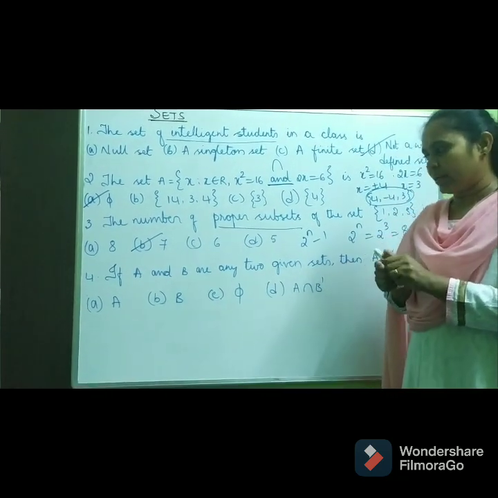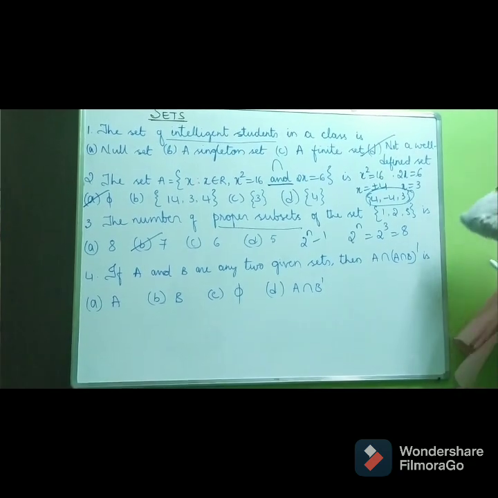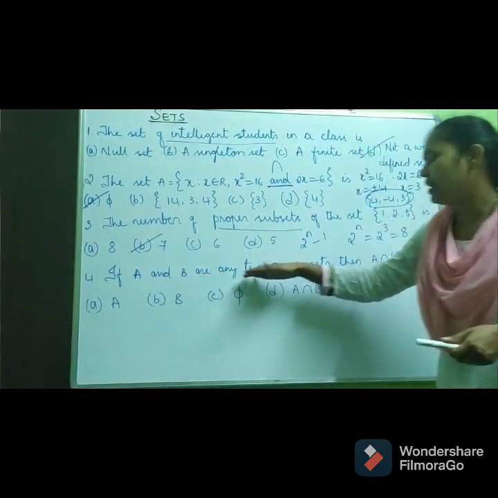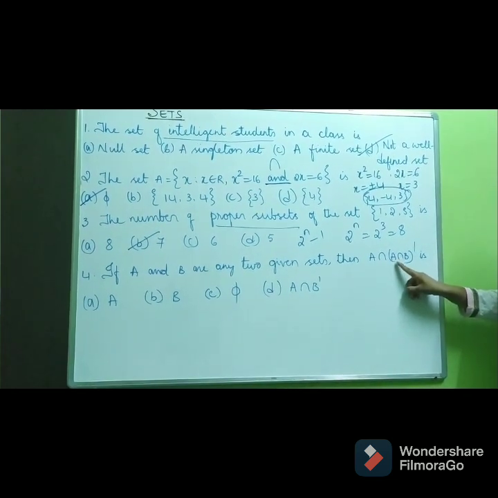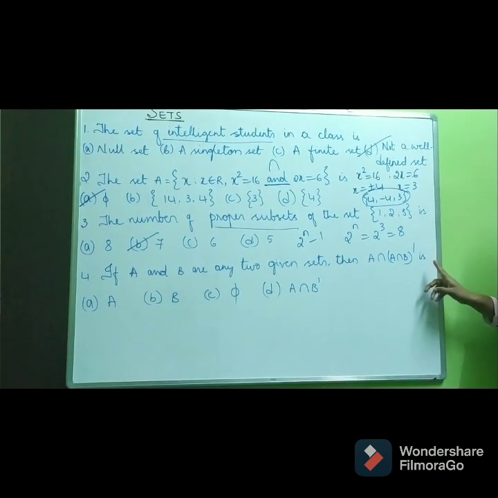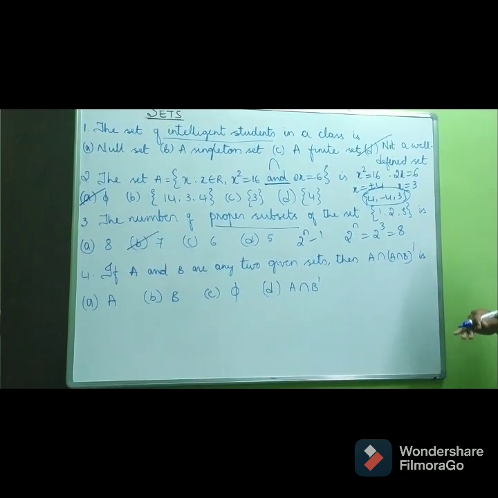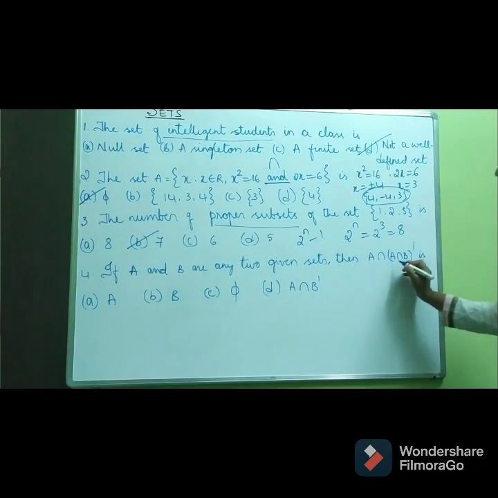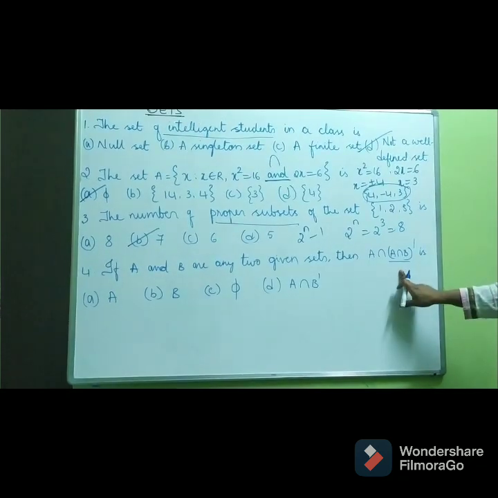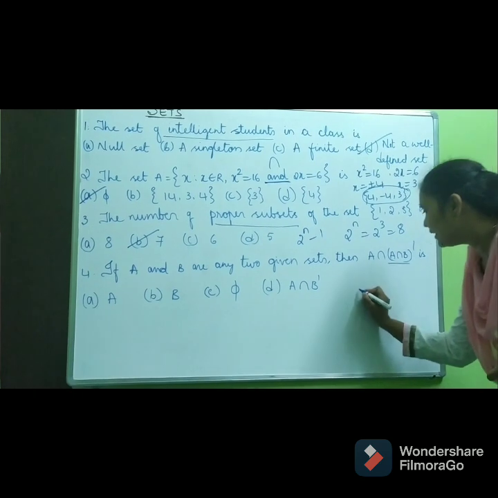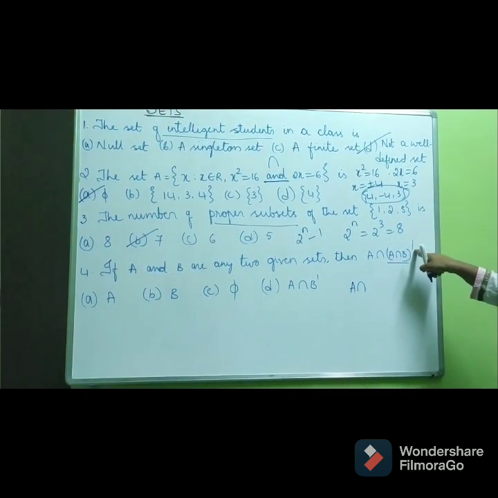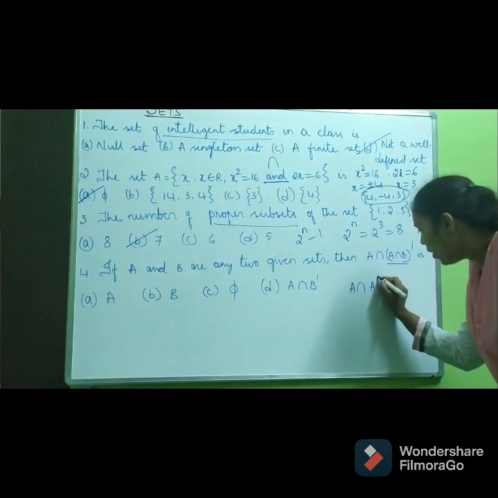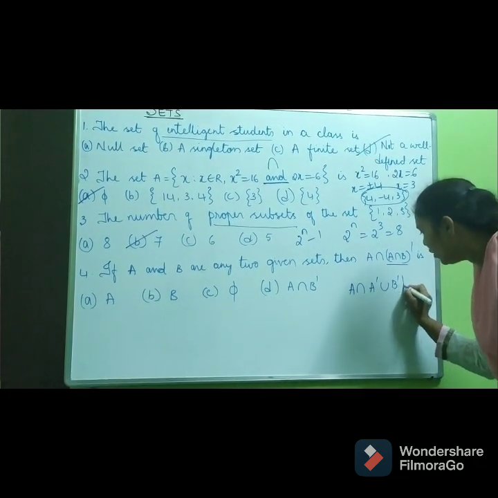Look at the fourth one. If A and B are any two given sets, then (A intersection B) whole complement is. We need to solve this. Just now we discussed some of the laws. This follows De Morgan's law. Let me split this first. (A intersection B) whole complement is nothing but A complement union B complement.